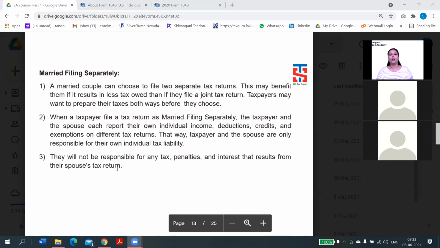Okay. When a taxpayer files a tax return as MFS, the taxpayer and the spouse each will report their individual income, deductions, credits, and exemptions based on their different tax rates. So what will happen? At the end of the day, the taxpayer and their spouse will both be responsible only for their individual income. They will not be responsible for the other person's income or penalties. Even the penalty, tax, and interest will be based on their individual income, not on the joint income.